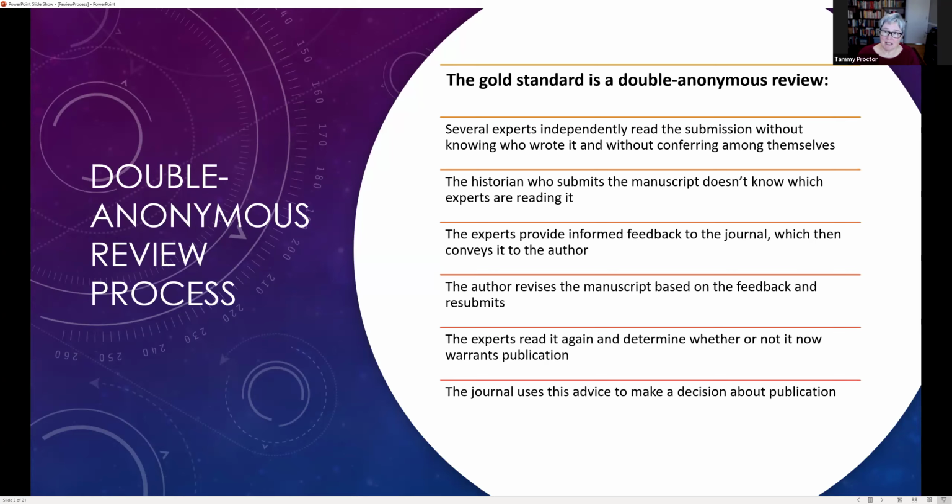So the experts provide feedback to the journal. The editorial team reads it. We use it to make a decision. And then we convey it to the author, regardless of whether we accept or reject the article at that point or whether we ask for revisions. We always try to share the feedback with the author so that they have a sense of what's going on. The author revises, then they resubmit. And then the experts read it again. In our case, a lot of times we send it to one of the first reviewers to look at it in relation to the other commenters' remarks. And then they make another recommendation to us. The journal then uses it to make a decision. So it's a pretty involved process, and we try to keep it anonymous throughout as much as possible.